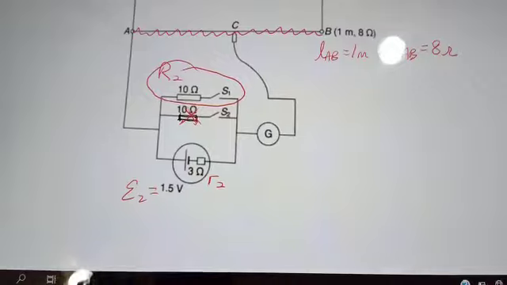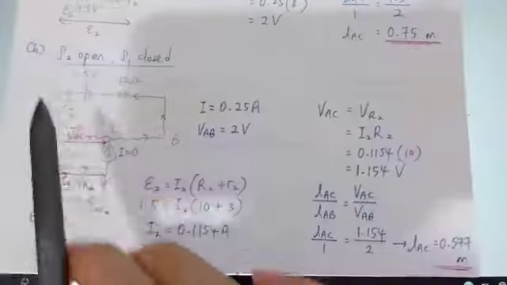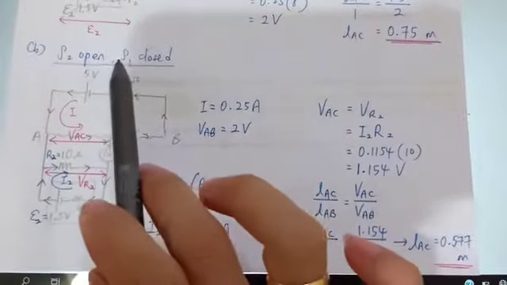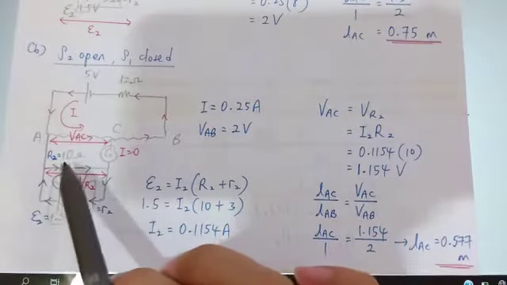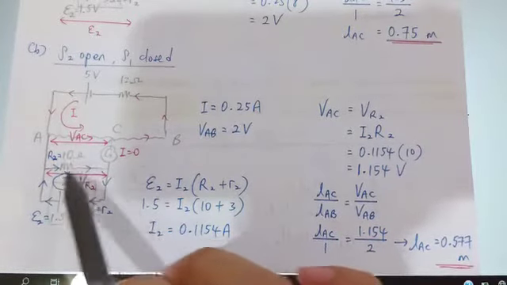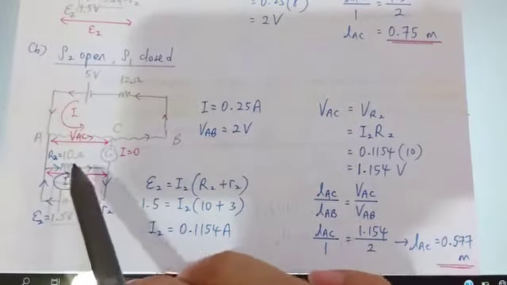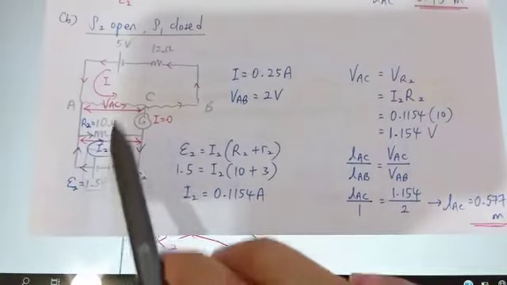So the circuit becomes like this. When S2 is open and S1 is closed, R2 is equal to only one of the resistors, 10 ohm. Only one resistor of 10 ohm, so the circuit becomes like this.